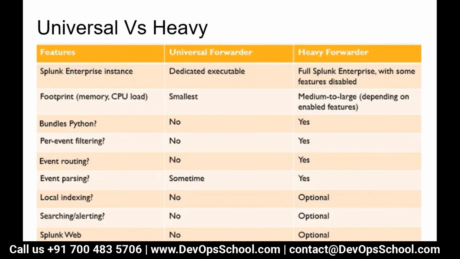Yeah. So the moment, let's say there's one production box, an app server, and there is a file called Apache log file. The moment it gets modified, universal forwarder will take the data and will not parse it because it has limited capability, and send it to the heavy forwarder or indexer, which has all the features of parsing, processing, and transforming.